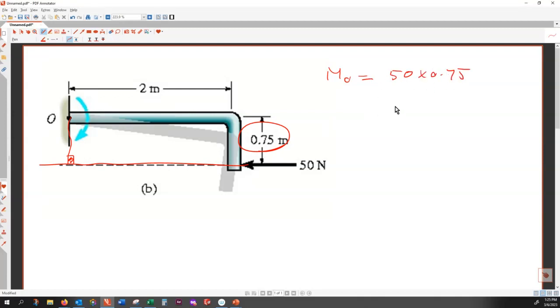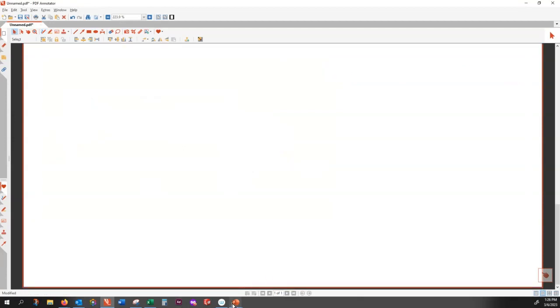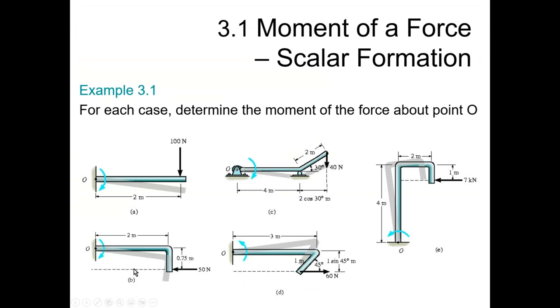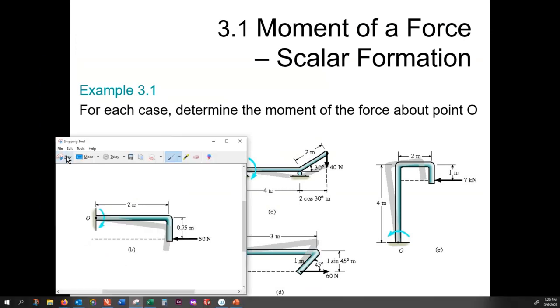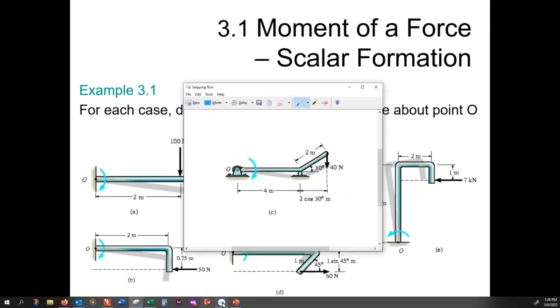So that is multiplied by 0.75. And Flynn, is this going to be clockwise or counterclockwise rotation? Yes, that is clockwise. So therefore, that's going to be negative. Everyone happy? Can we move on? Thank you. Let's move on to the next one. The third one is a little bit tricky. So I'll be happy to see if anyone can do the third one for the class.